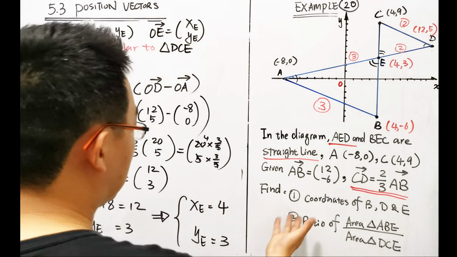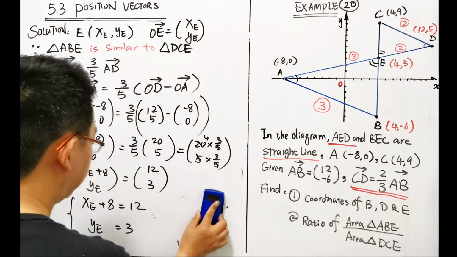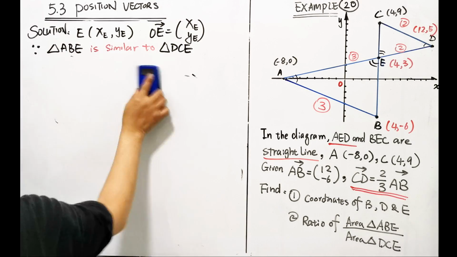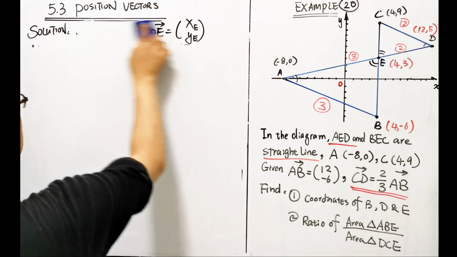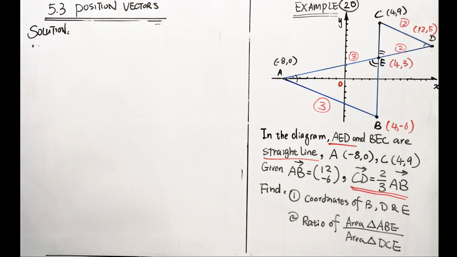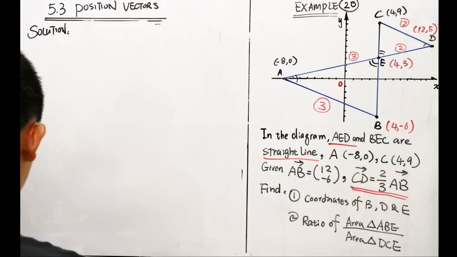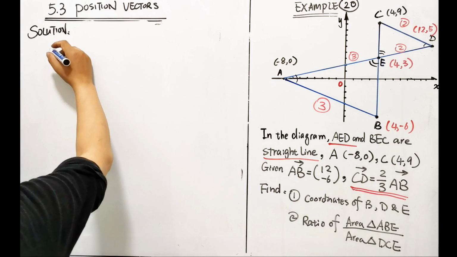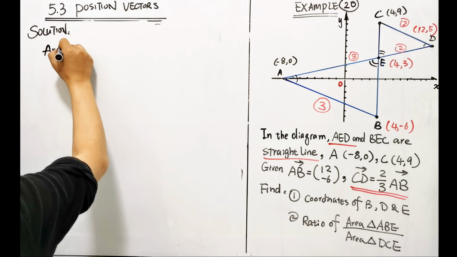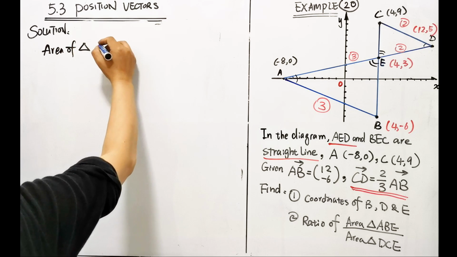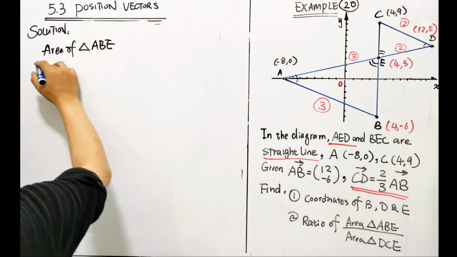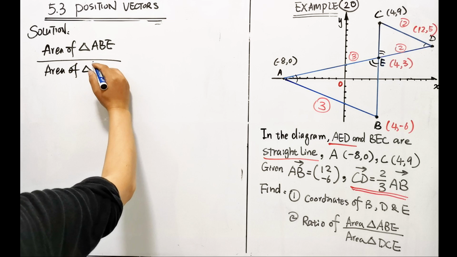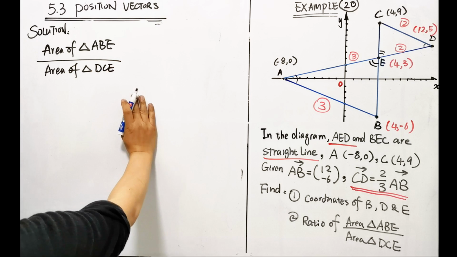Okay, now let's move on to the last one. Okay, the last one is what? The last one is find out the ratio of these two. Okay, the ratio, the area of triangle ABE to the area of triangle DCE. Okay, so this is the two.